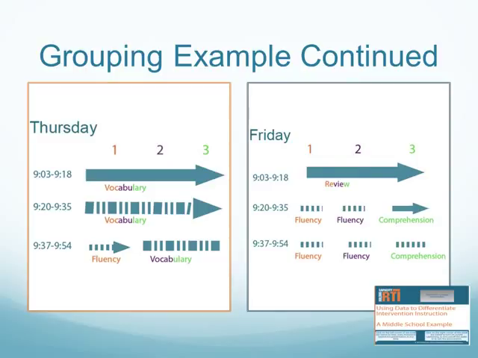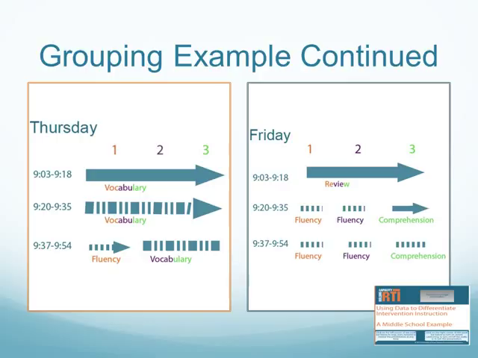On Thursday, the teacher provides explicit instruction to the whole class on vocabulary, and then provides continued support through guided practice on vocabulary instruction. Then, time is provided for Group 1 to receive guided practice on fluency, while Groups 2 and 3 work independently on their vocabulary.